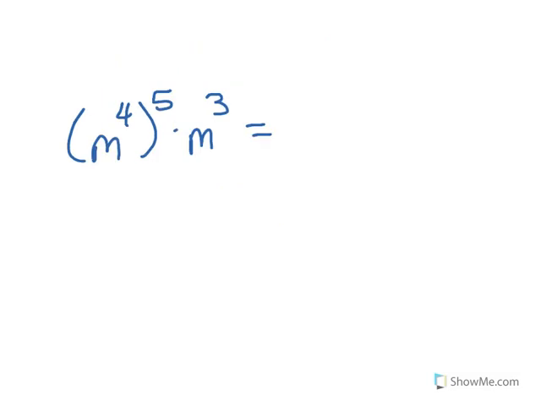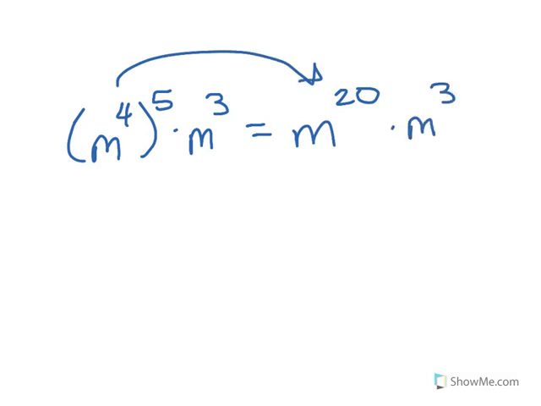Of course, as soon as you've mastered a new property, the textbooks and lessons that you confront will challenge you to combine that with previous work. Shouldn't be a problem. To simplify this expression, m to the 4th to the 5th times m cubed, first, taking m to the 4th to the 5th power requires us to multiply the exponents. That's m to the 20th. M cubed is still there, of course, and now we can use our previous work to simplify and achieve the result m to the 23rd power, which is the answer.